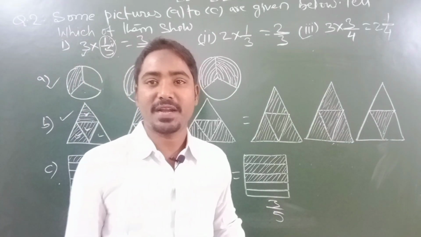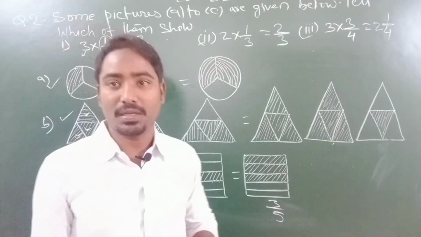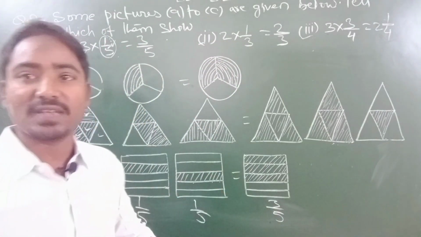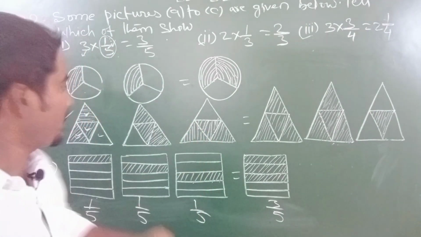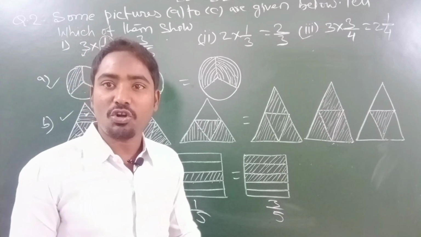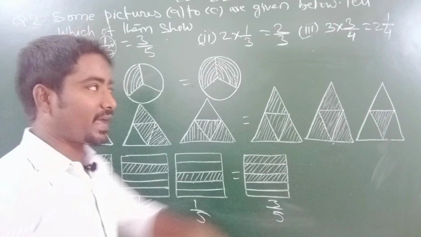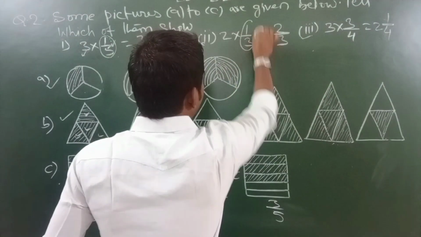So this was your segment number 1. Now coming to the next segment, 2 into 1 upon 3. We will see which figures have 2 in quantity. So here the very first figure has 2 in quantity. Now we will check its fraction, whether the given fraction matches the figure's fraction or not. So here we have 1 upon 3.